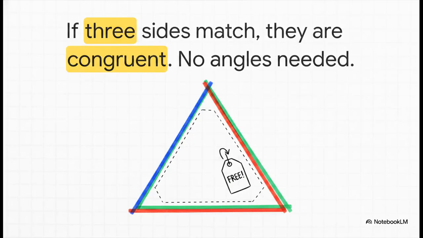I really want to pause and emphasize just how much of a game changer this is. If 3 sides match, the triangles are congruent, period. No angles required, we completely skip measuring the angles. By just proving the skeleton, the 3 outer borders, are identical, the laws of geometry guarantee that the angles locked inside are also totally identical. You get the angle proofs absolutely for free.